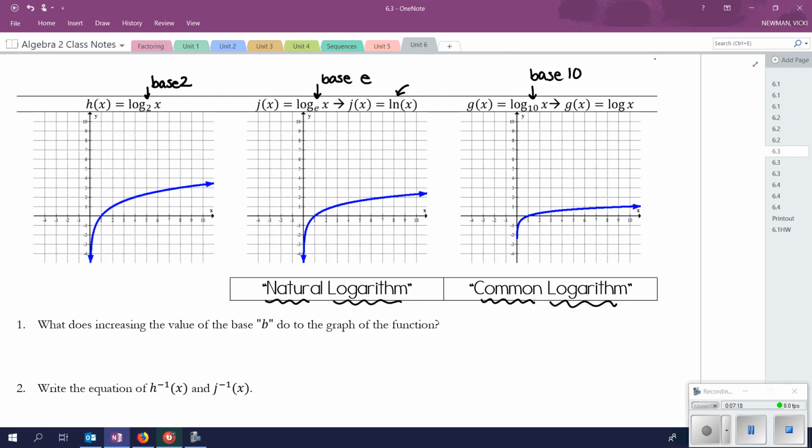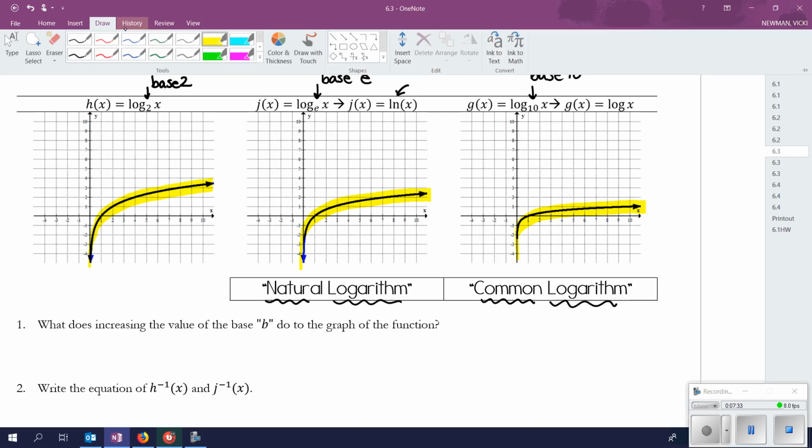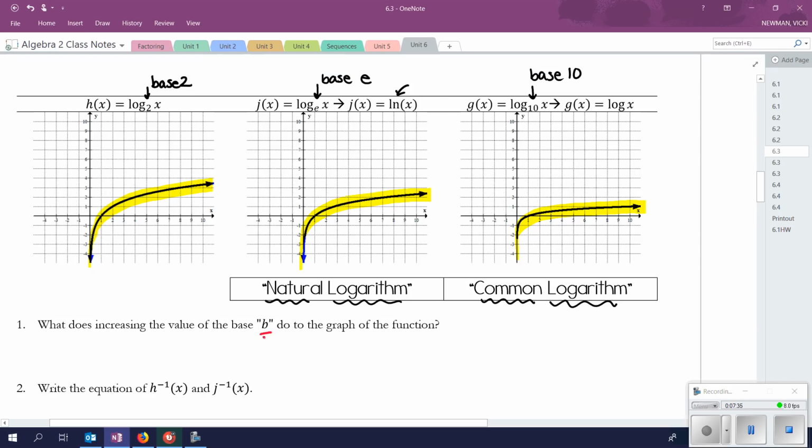So if you look at these graphs, you can notice that this is increasing the whole time. This is increasing, but not quite as fast. And this is increasing, but much slower. So what does changing the value of b, or making b bigger, do? Remember, e is approximately 2.71. As we make b bigger, what happens to the graph?